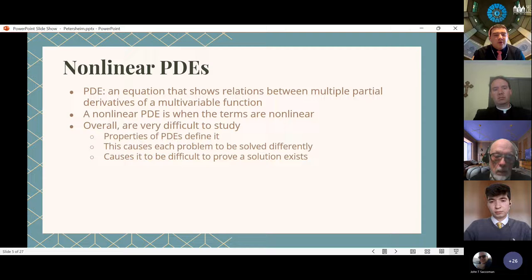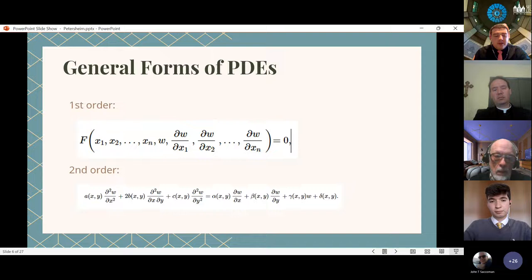So here we have two general forms of PDEs, the first one, the first order, and then we have the second order. We're not going to go into too much detail right now about the exact details about them, but as you can see, as we move from the first to the second, it becomes more complex, more terms are introduced, and this is a trend we'll see as we continue on.